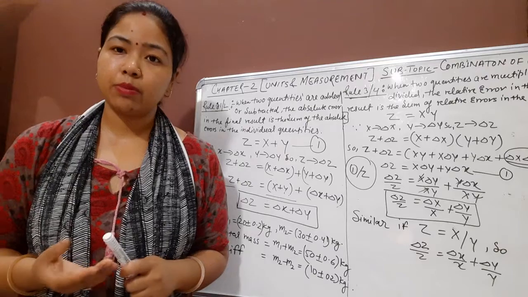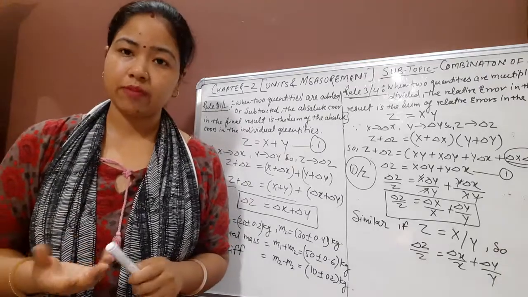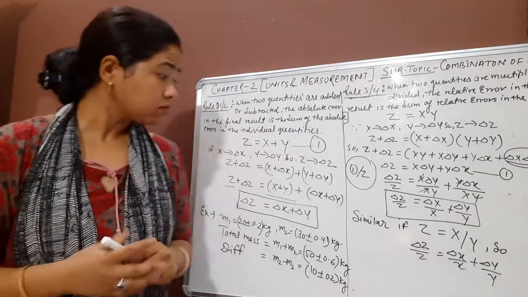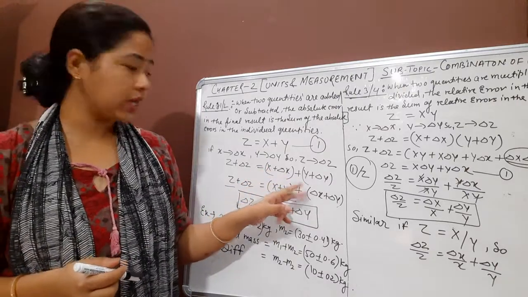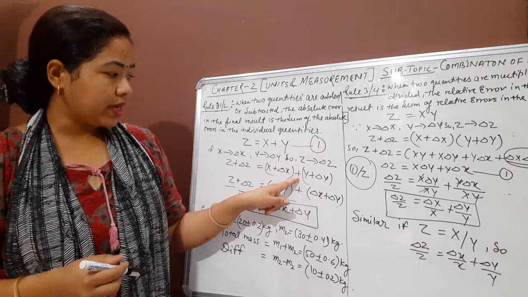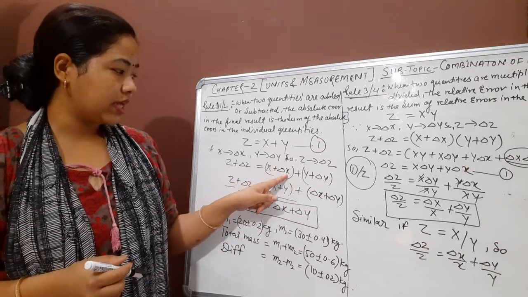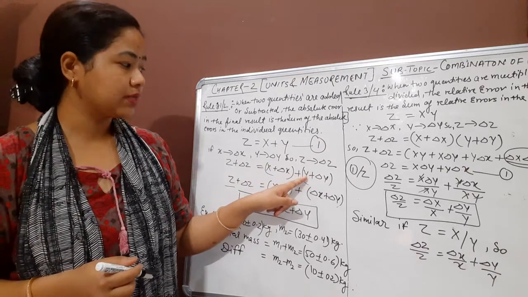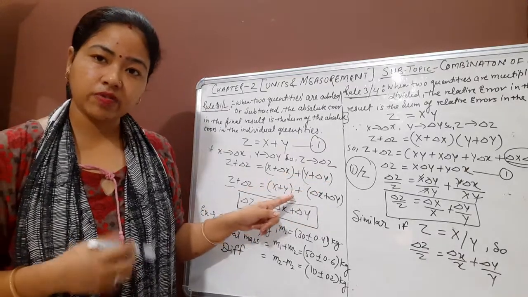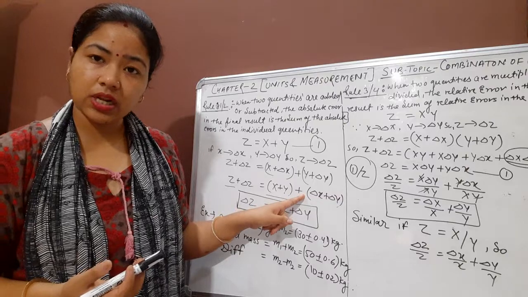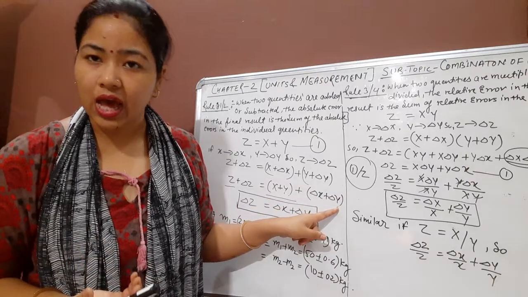Same rule will be applicable for subtraction also. But what is the difference? If we have subtraction of the quantities, there will be a minus sign, that means x plus delta x minus y plus delta y, right? So the without-error quantities will be subtracted, but still the absolute errors will be added, right?